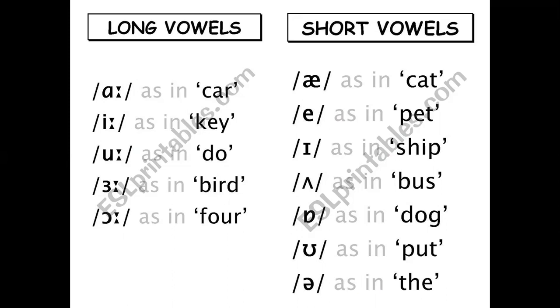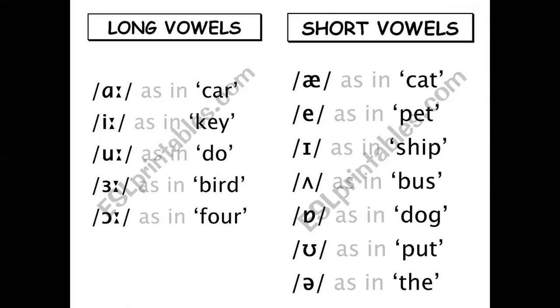If you just keep your finger on your throat, you can see the vibration. As you say bird, you can see the vibration. That is the er sound. Then you have to half round your mouth for that aw sound. So the long vowels are ah, E, oo, er, and aw. So these are all the long vowels.